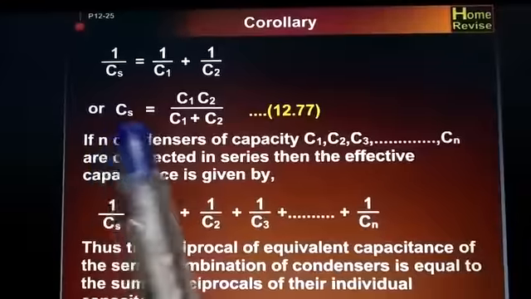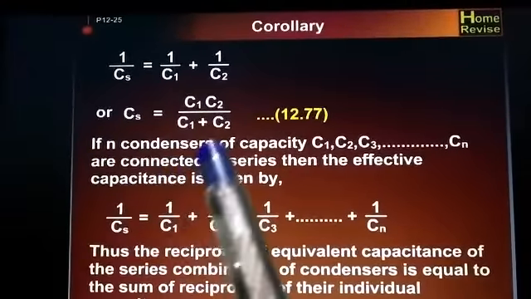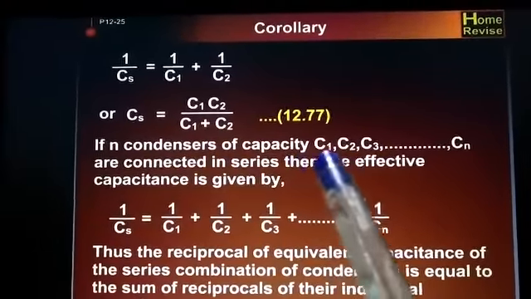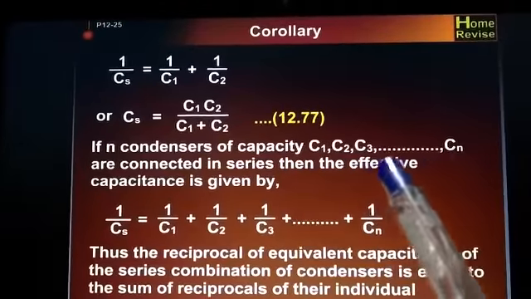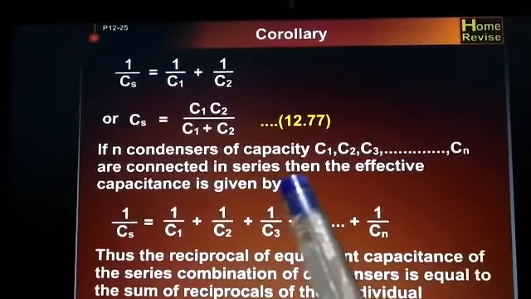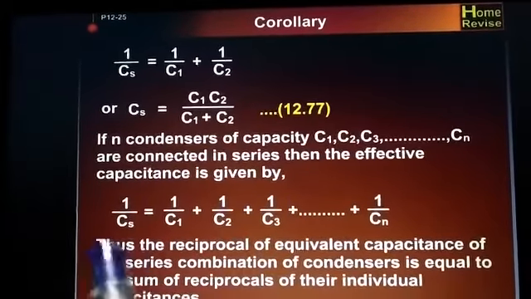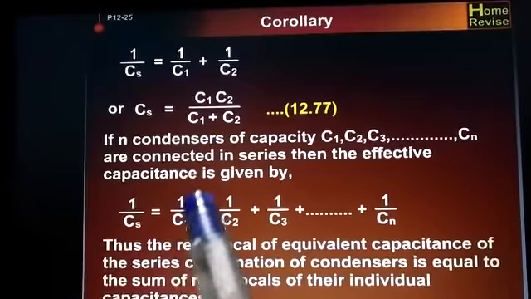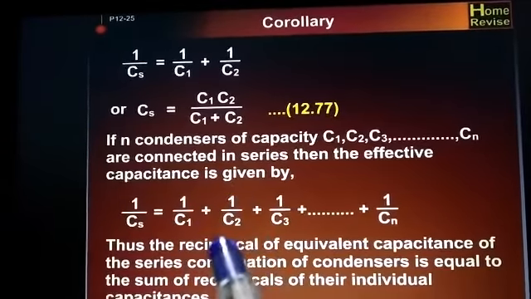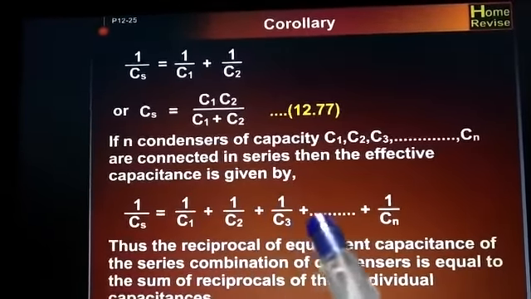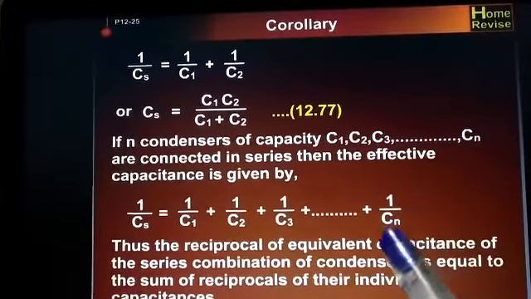If n condensers of capacity C1, C2, C3 up to Cn are connected in series, then the effective capacitance is given by 1 upon Cs is equal to 1 upon C1 plus 1 upon C2 plus 1 upon C3 plus up to 1 upon Cn.